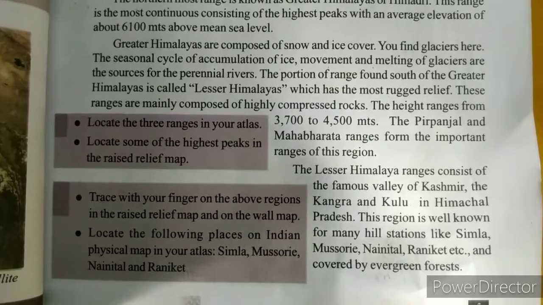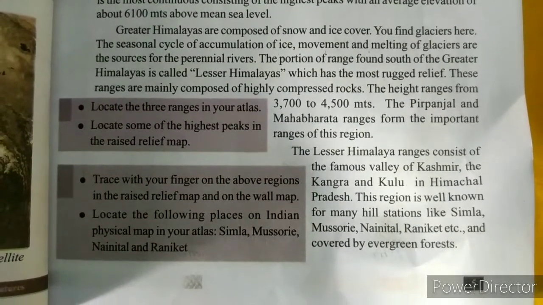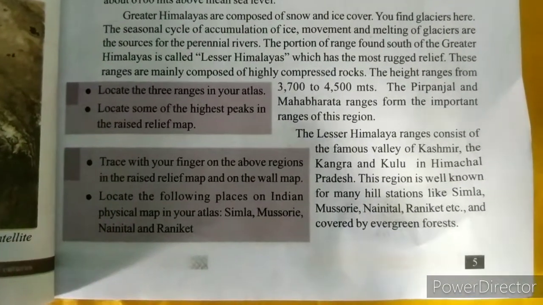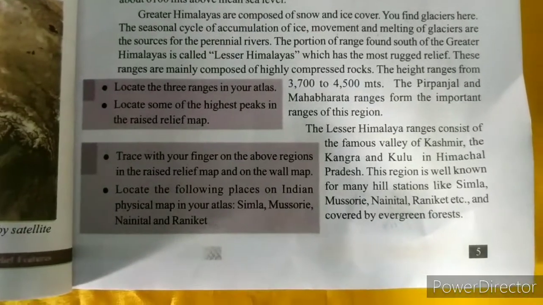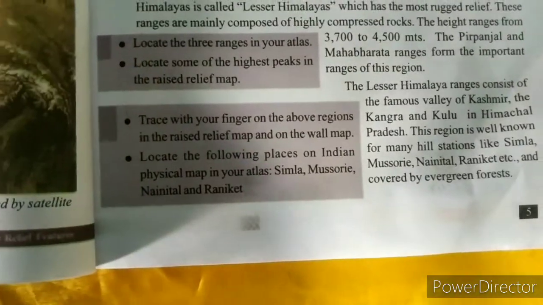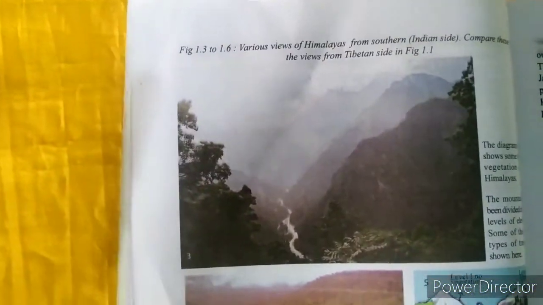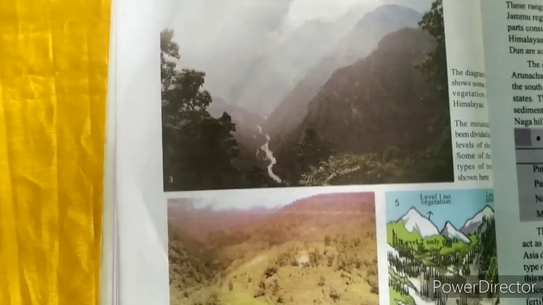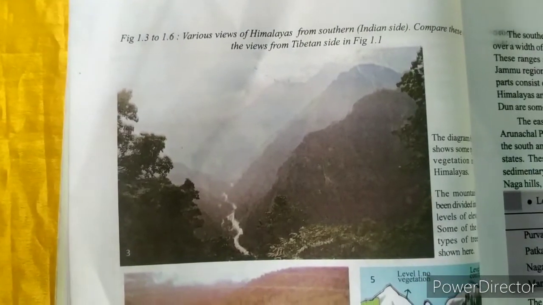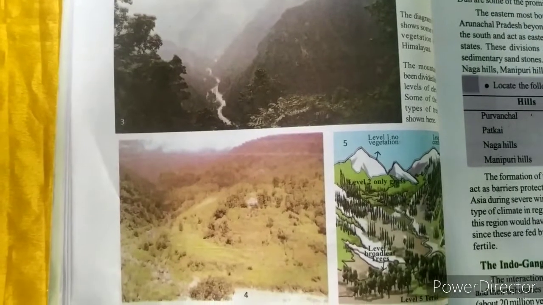In these, the Mahabharata and Pir Panjal ranges are very famous, and valleys like Kashmir, Kangra, Kulu are also located in Himachal Pradesh. For example, Simla, Nainital, Ranikhet, Mussoorie. We can also see Doab features, and they are covered even with some evergreen forests. And the third one is called the southernmost range, the Shivaliks.